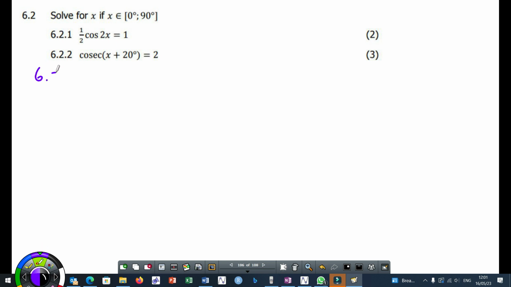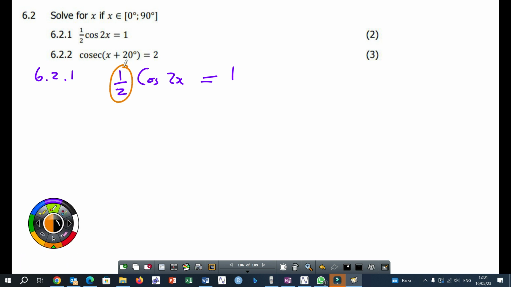Alright. So 6.2.1, we have got half cos 2x equal to 1. First thing here, check if there's a coefficient for cos. Your coefficient must be on the left hand side of cos. So your coefficient is this one. This 2x here is not a coefficient, it's an angle. You don't touch it. Leave it as it is. You focus on the coefficient of everything, which is a half.